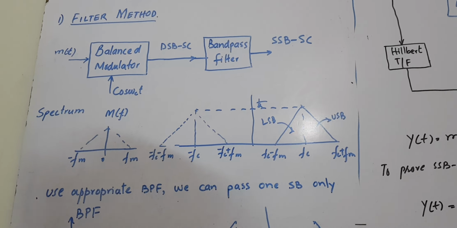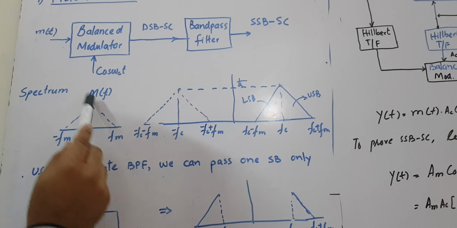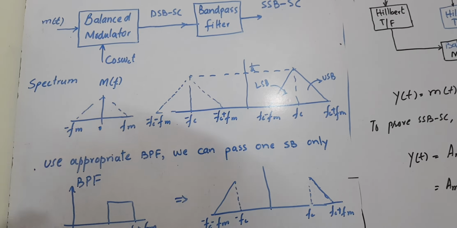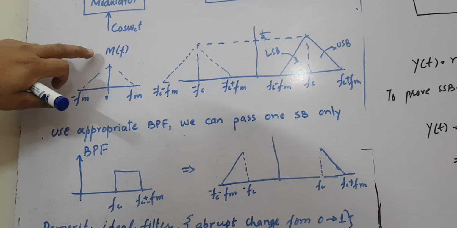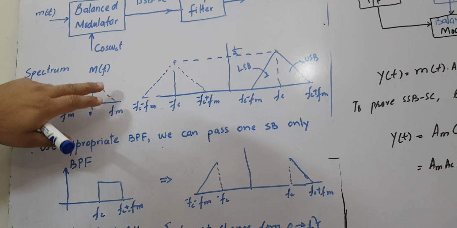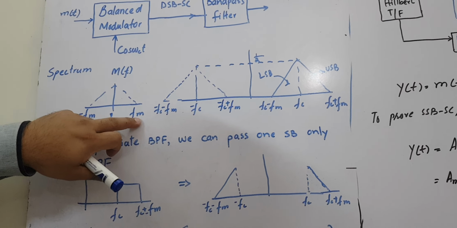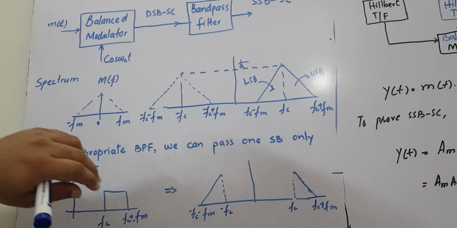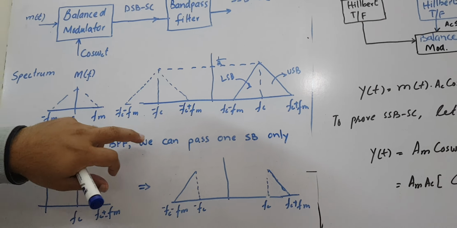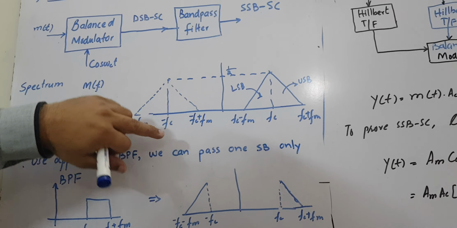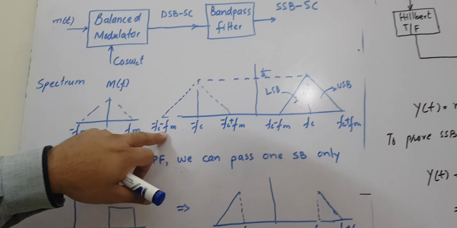If we write the spectrum of these signals, usually we use the Fourier transform in order to see the spectrum of the signals. So the spectrum of the message signal is capital M(f), because the spectrum is represented in terms of frequency f, so 0 and plus f_m and minus f_m. Then the spectrum of the double sideband suppressed carrier: this one is minus f_c. This one is the lower sideband, and this one is the upper sideband.